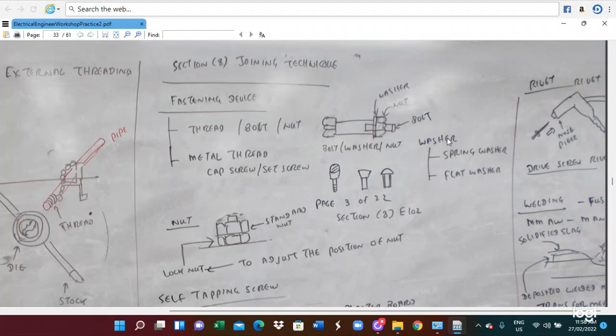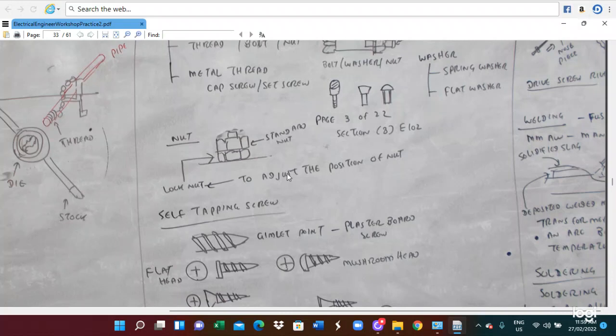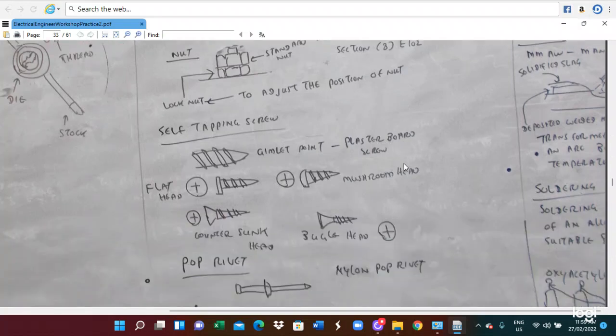Also we use a washer. We use a spring washer and a flat washer. So this is a nut connection. And also the long nut and the standard nut are utilized. With the long nut, we adjust the position, so that we also have to utilize set tapping screws.